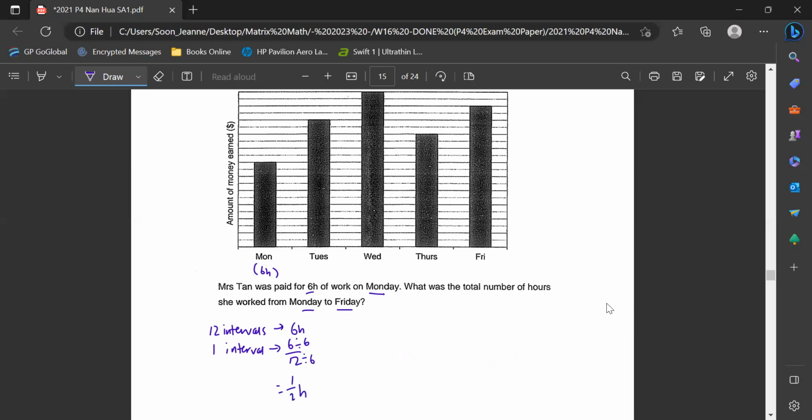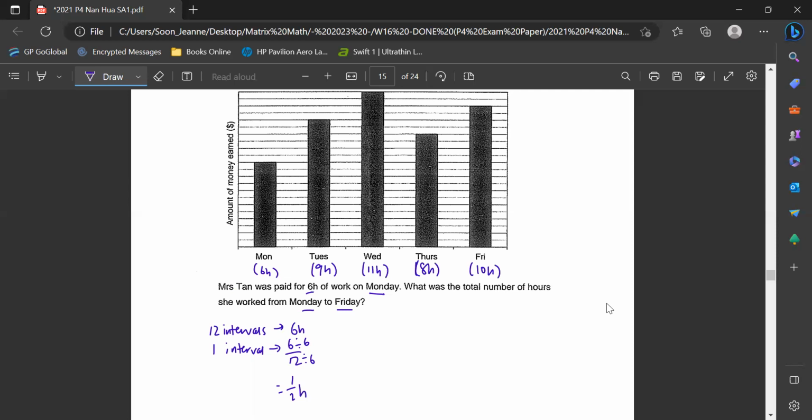Okay, so you need to count how many hours from Tuesday, Wednesday, Thursday, and Friday, then you add it up. So for Tuesday, it's actually 1, 2, 3, 4, 5, 6, 7, 8, 9, 10, 11, 12, 13, 14, 15, 16, 17, 18. So here actually is 9 hours. Okay, this one, Wednesday, if you count, it's actually 11 hours. This will be 8 hours. And this is 10 hours.